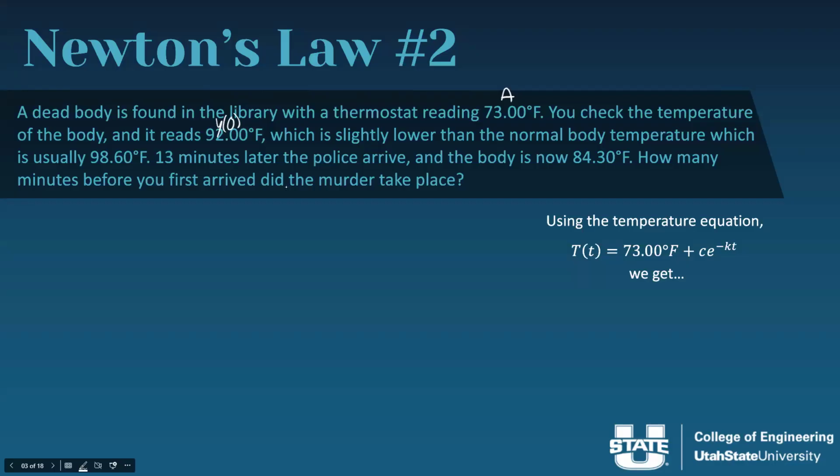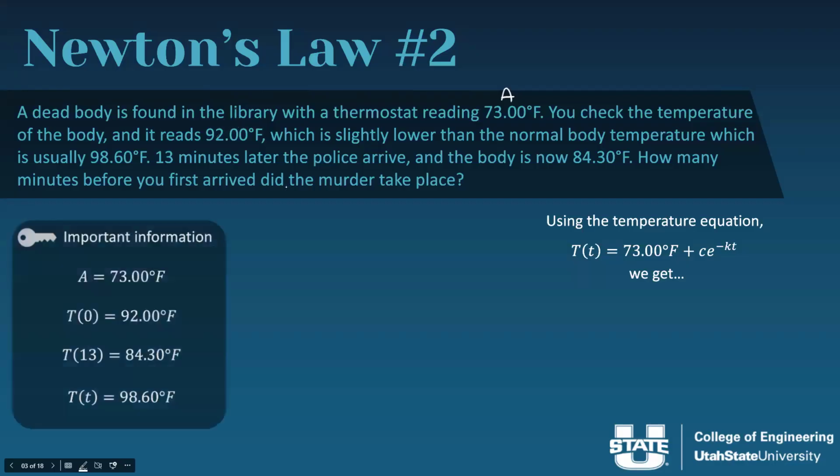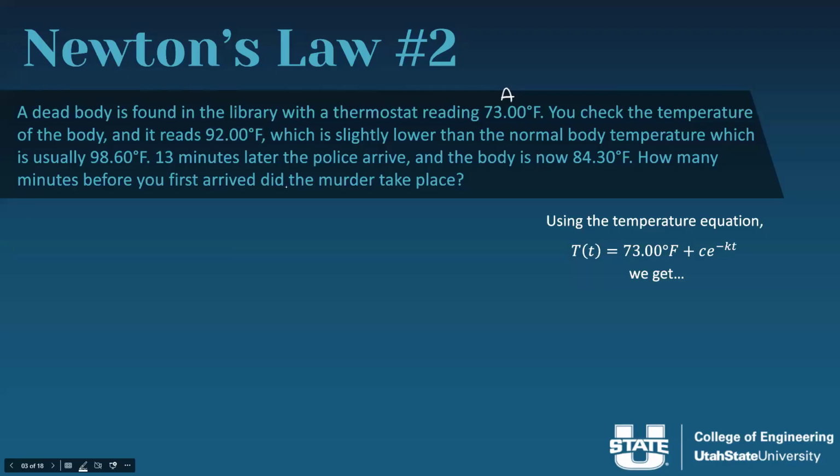So for this problem, yeah, it is our initial condition because then we can do negative time. We're going to go backwards. So I'm going to start my timer when I take this measurement of 92 degrees.